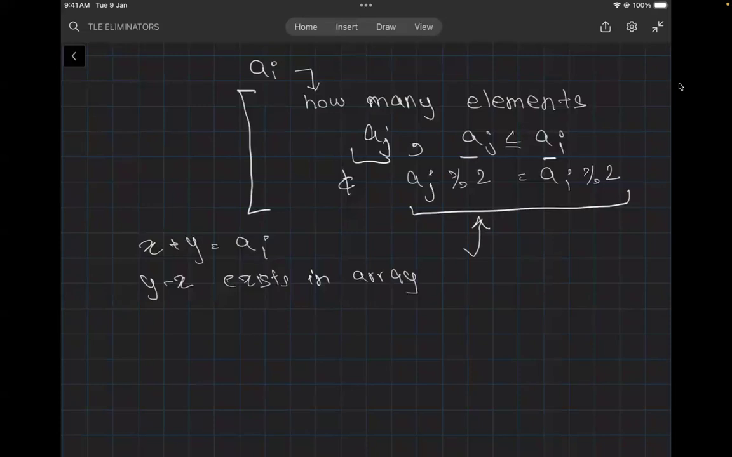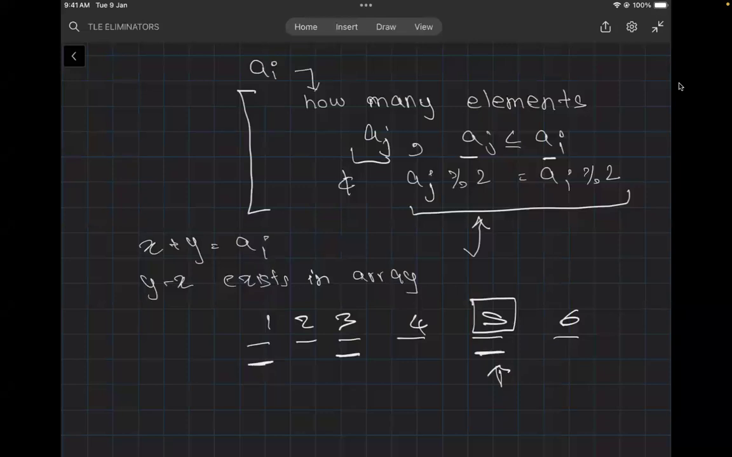Now, if you just notice this, since the array is sorted, right? 1, 2, 3, 4, 5, 6. If you are at an element 5, you just need to count the number of odd elements that are there till this index. If you are at an even element, you just need to keep the count of number of even elements till this index.